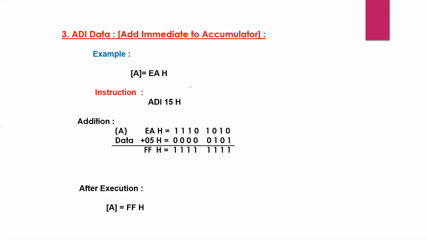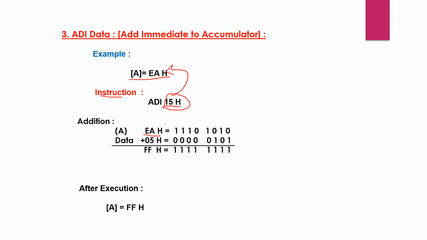Next instruction is ADI data, that is add immediate to accumulator. This instruction adds the 8-bit immediate data specified in second byte of instruction, means data is directly specified in the instruction which is added to the content of accumulator. For example, accumulator has data EAH. Our instruction is ADI 15H. This is immediate data.